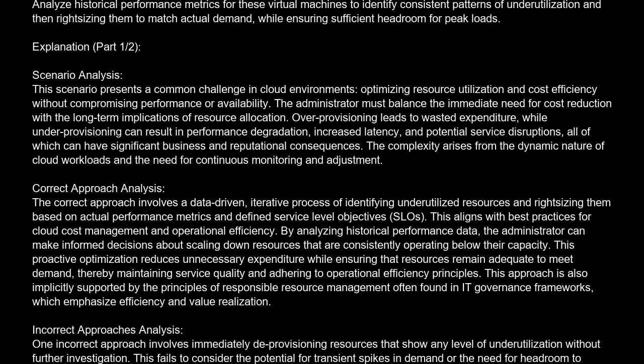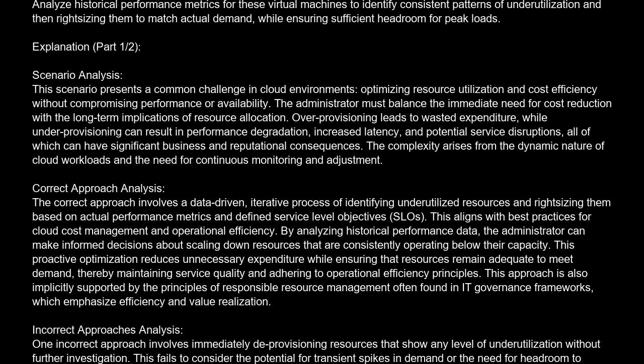By analyzing historical performance data, the administrator can make informed decisions about scaling down resources that are consistently operating below their capacity. This proactive optimization reduces unnecessary expenditure while ensuring that resources remain adequate to meet demand, thereby maintaining service quality and adhering to operational efficiency principles. This approach is also implicitly supported by the principles of responsible resource management, often found in IT governance frameworks, which emphasize efficiency and value realization.